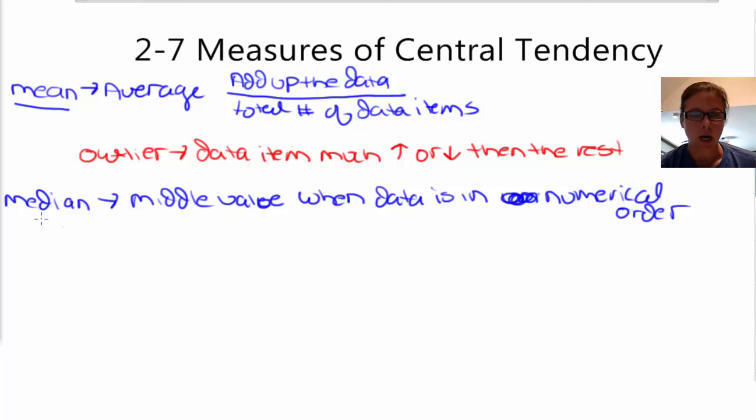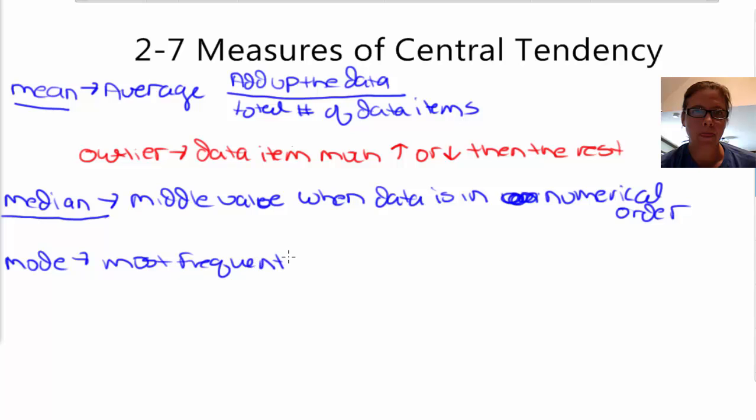Okay. Mode is the data that happens the most frequently. Okay, again, I'll show all this. Range is the range.